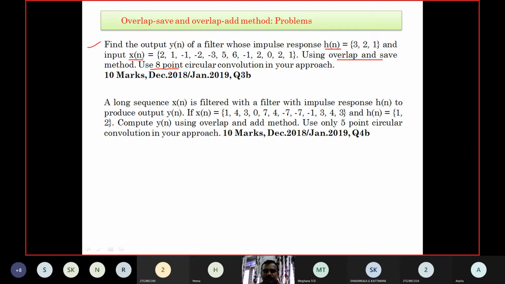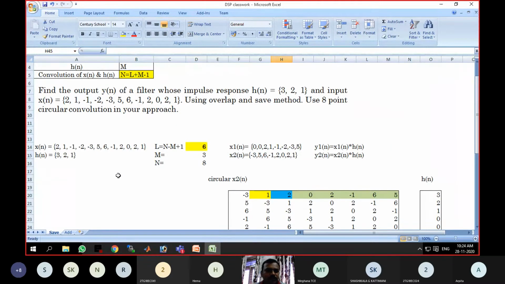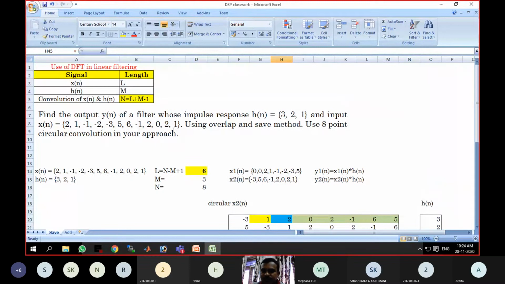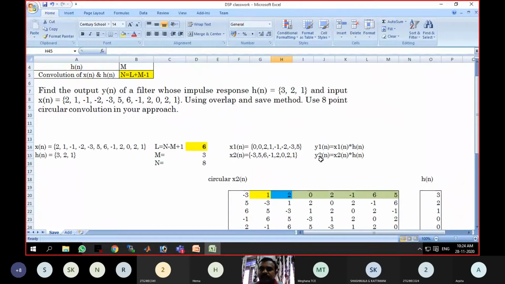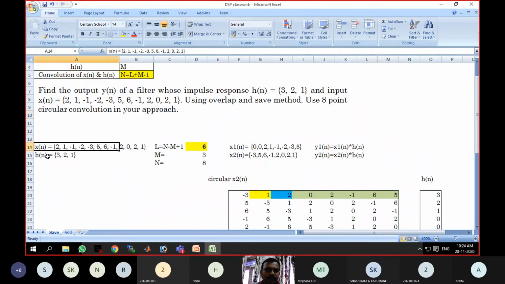Let us try the same calculation for the overlap and add method. Let us go for that concept. Here I am using an Excel sheet for calculation purposes. We are going to use a linear transformation for convolution of x of n and h of n, that is the matrix method. So here the given problem statement is this one. Then here I have x of n and h of n.